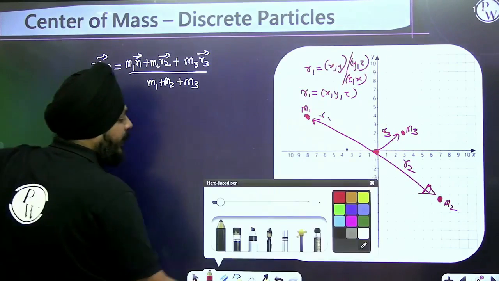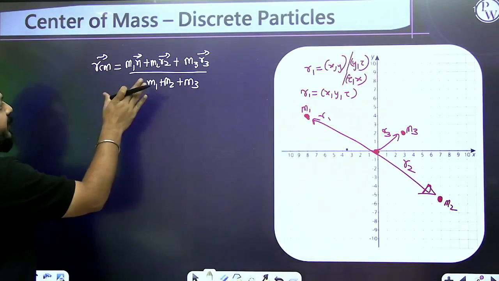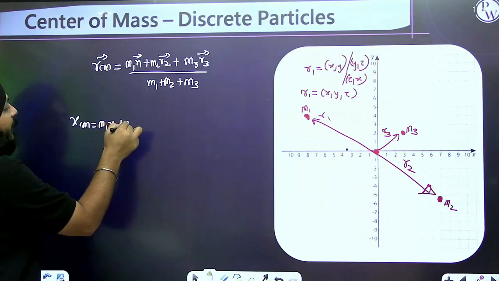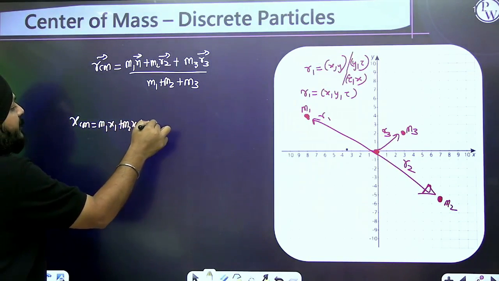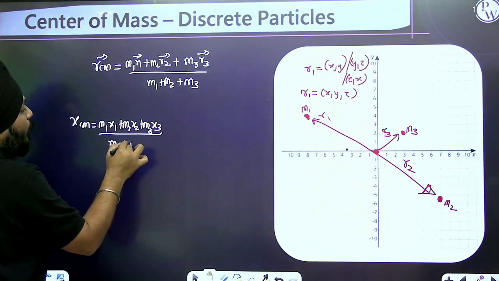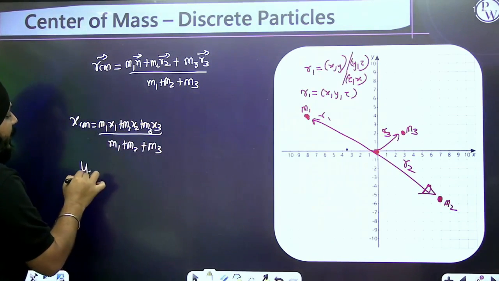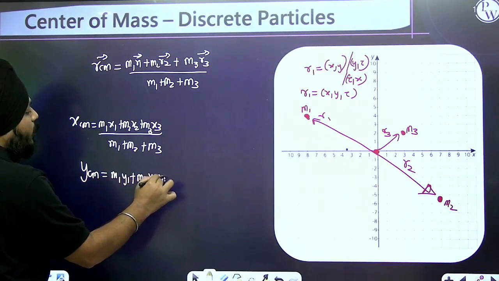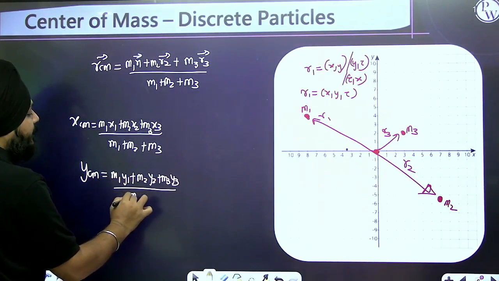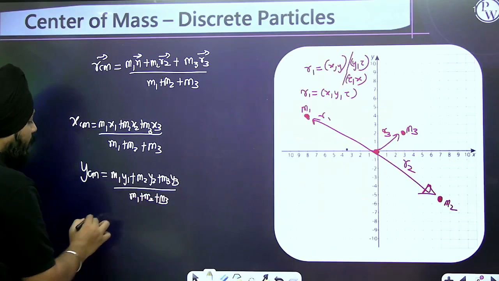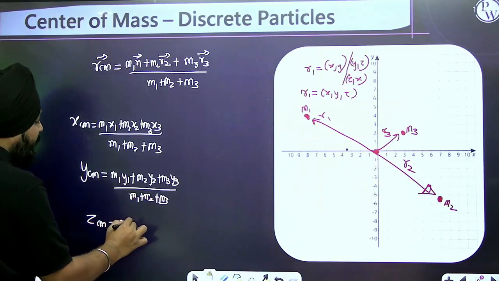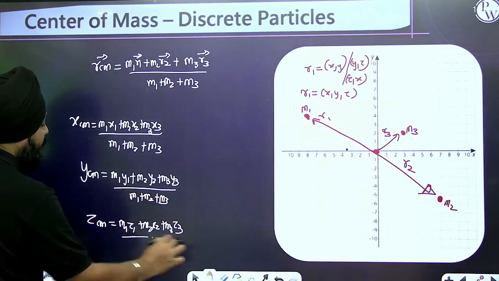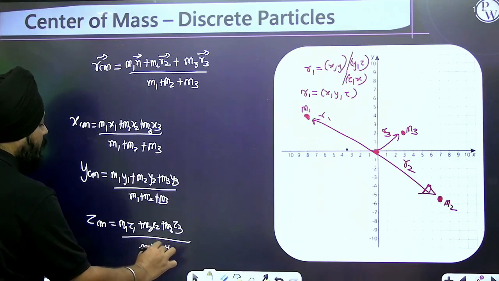So you have two ways. First, you can directly use this formula, or individually you can calculate the x center of mass as (m1 x1 + m2 x2 + m3 x3) whole divided by (m1 + m2 + m3). Individually you calculate the y center of mass as (m1 y1 + m2 y2 + m3 y3) whole divided by (m1 + m2 + m3). And the z center of mass as (m1 z1 + m2 z2 + m3 z3) whole divided by (m1 + m2 + m3).